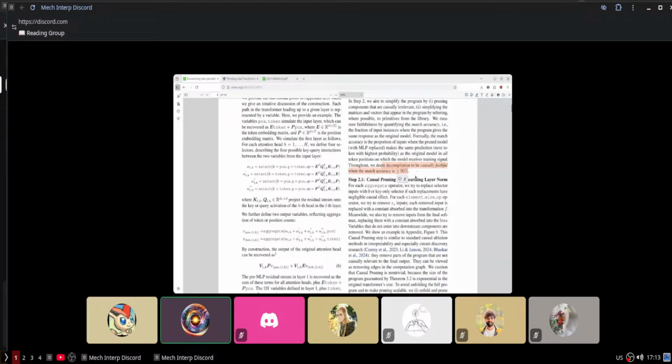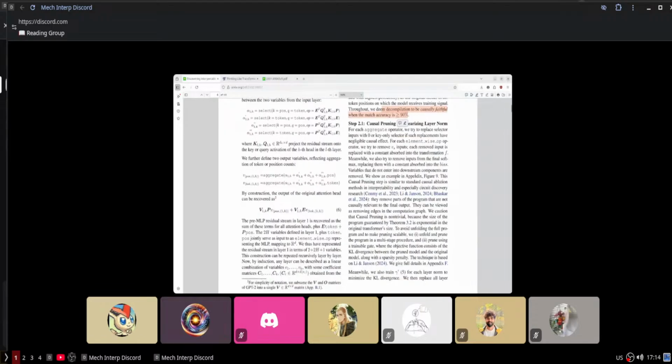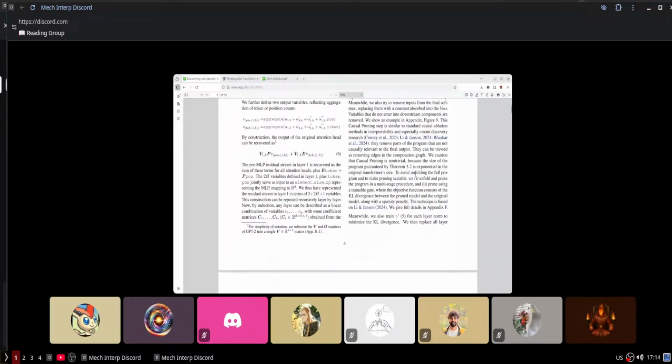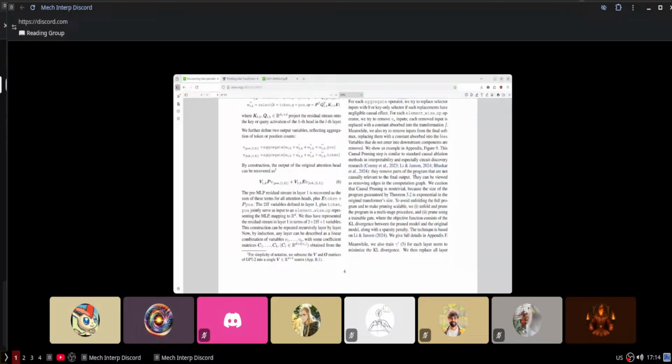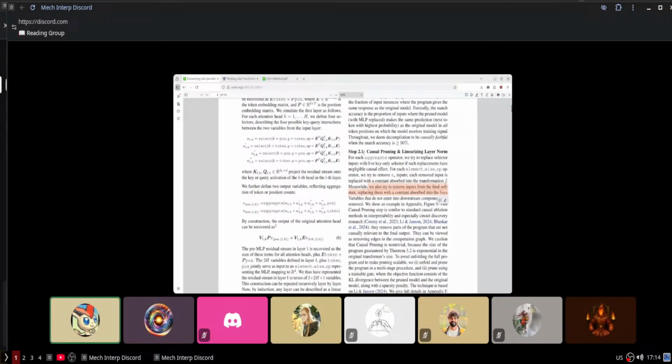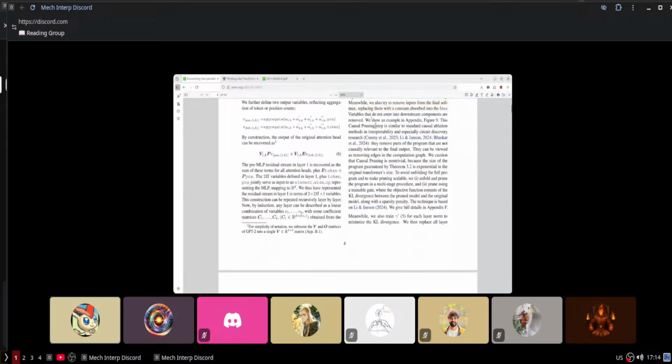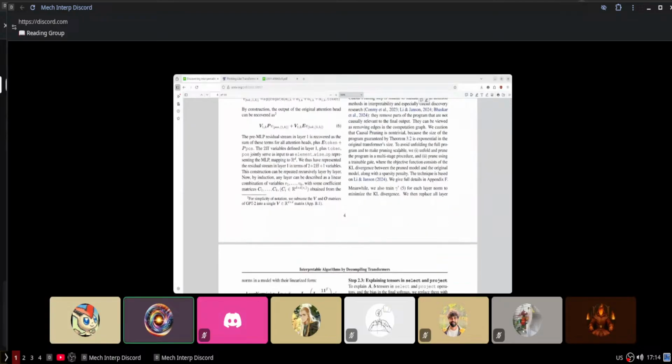I see. We translate removing inputs from the final software, replacing them with a constant absorbed into the bias. I'm not sure I completely understand that, but okay. Oh, I see.